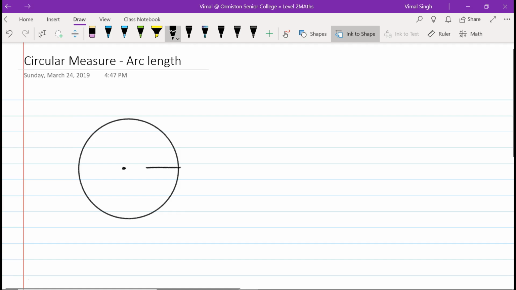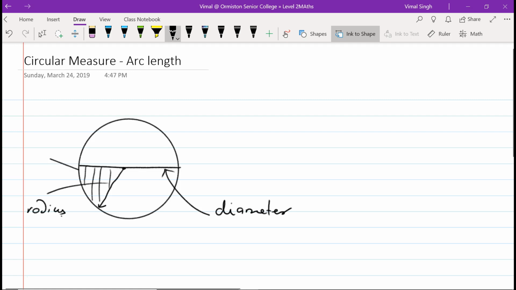Most of you will know what that is. That is called the diameter of the circle, and this bit over here you can say is the radius. And then the one that is shaded over here like that, this is called a sector.